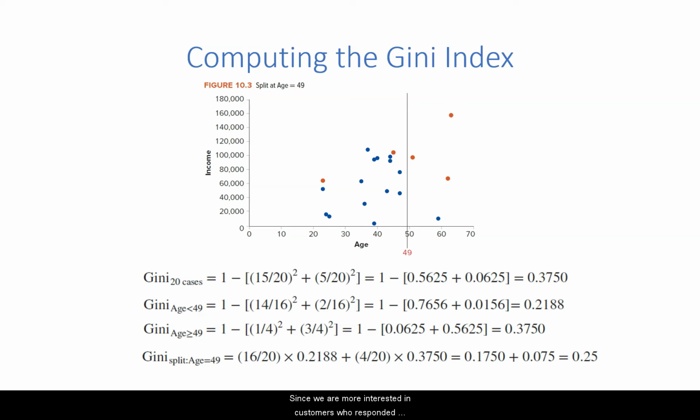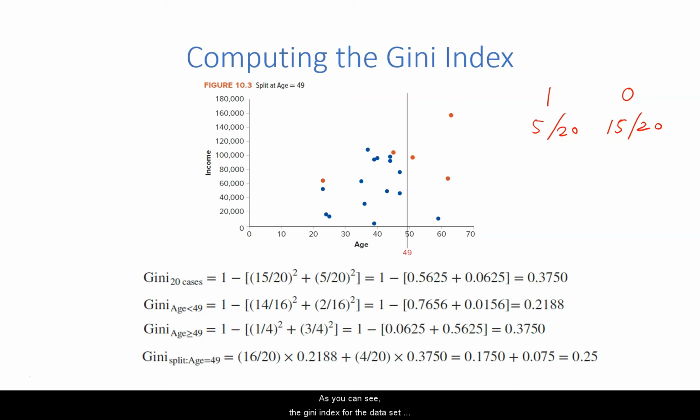Since we are more interested in the customers who responded to the offer, respond is the target or success class, or class 1 in our example. And will not respond is class 0. In the original dataset, the proportion of class 1 cases is 5 out of 20, and the proportion of class 0 cases is 15 out of 20.